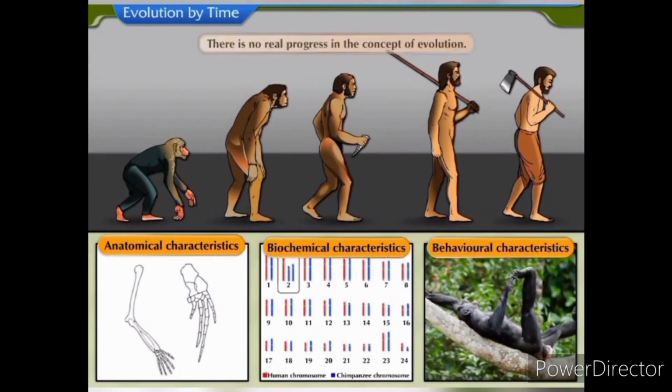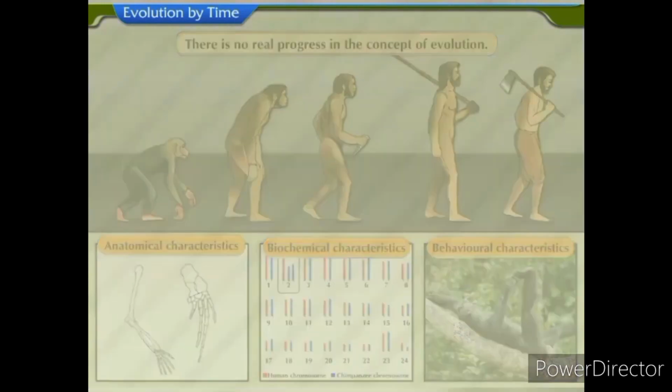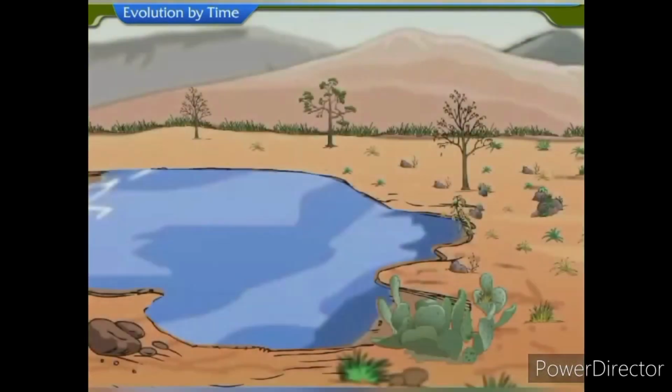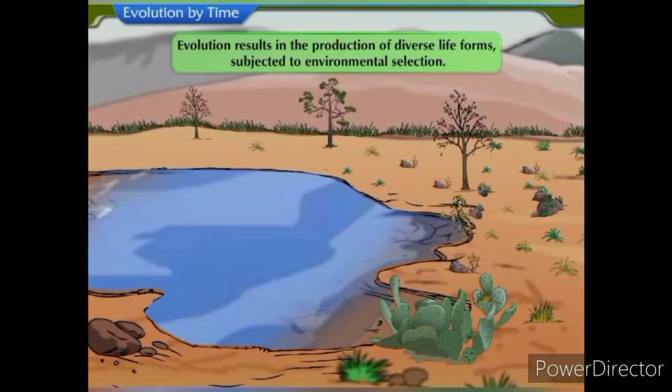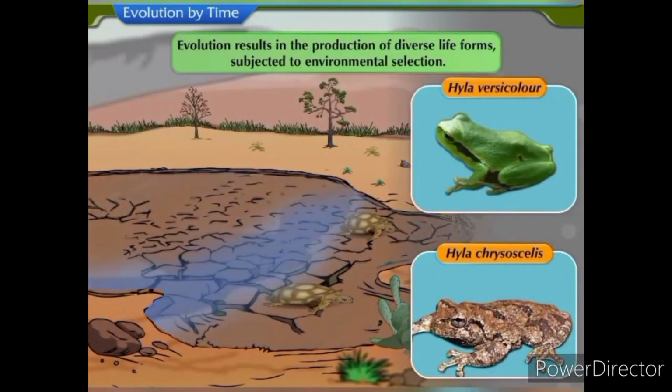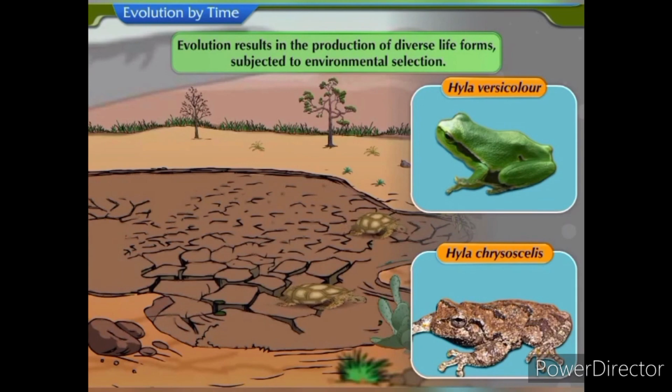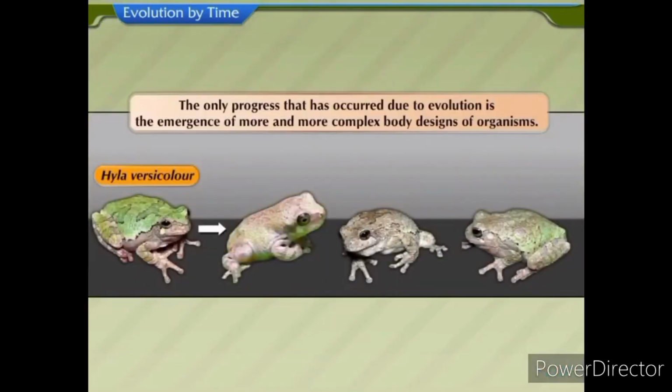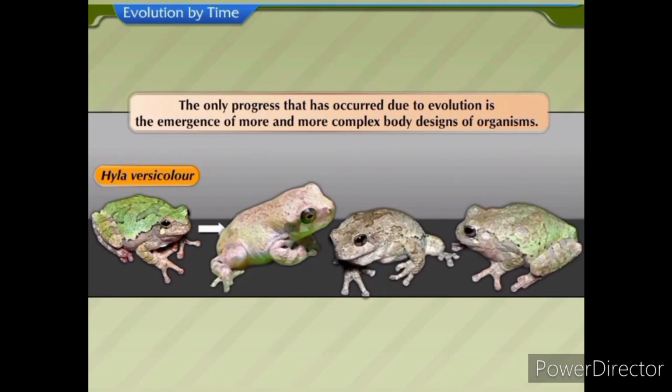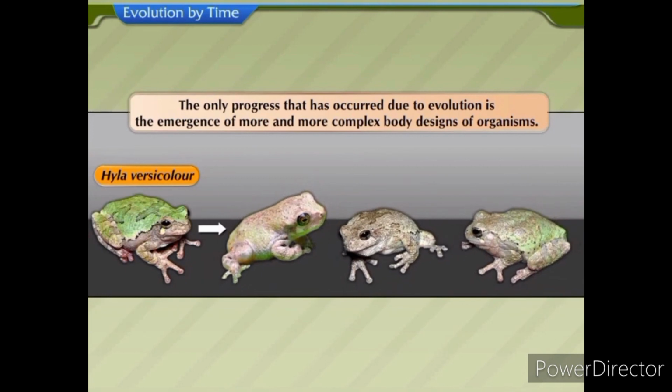No. In fact, there is no real progress in the concept of evolution. Evolution results in the production of diverse life forms subjected to environmental selection. The only progress that has occurred due to evolution is the emergence of more and more complex body designs of organisms. Let us understand this.